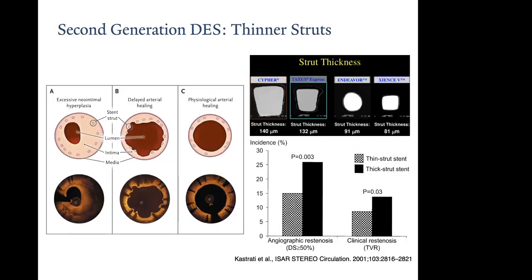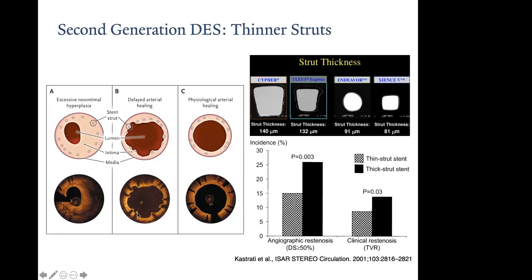So based on the initial problems with the first generation of drug-eluting stents, the second generation actually had significant improvements. So this schematic kind of shows the problems with stents and the desired outcome that you want with a stent. If panel A is a bare metal stent where you have excessive neo-intimal hyperplasia, panel B shows the problem with drug-eluting stents where you have delayed arterial healing, which lasts years and leads to this increase in stent thrombosis.